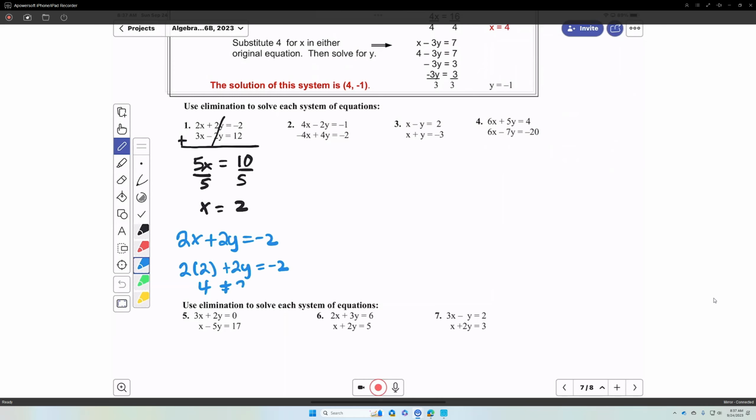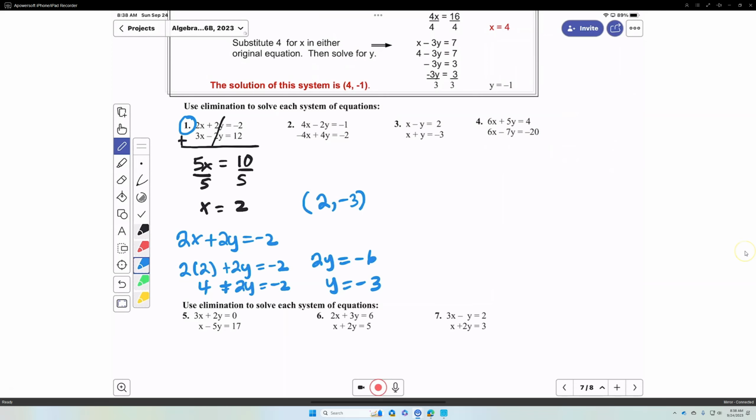4 plus 2y equals negative 2. Subtract 4, so you have 2y equals negative 6, so y equals negative 3. So the answer to this will be 2 comma negative 3. So I just finished doing number 1. Let's look at number 3.